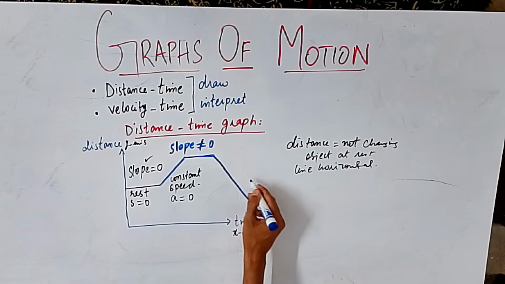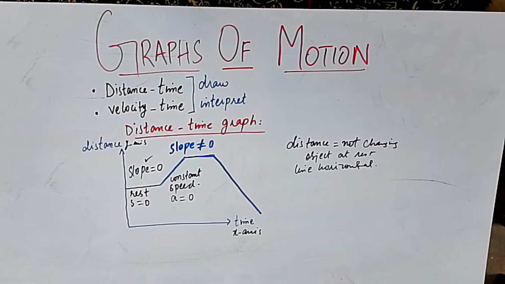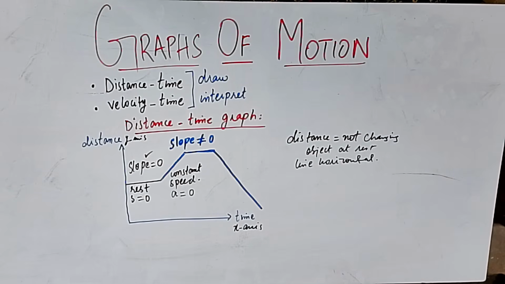This is also constant speed. But now, what happened when the line is going down? So this is also indicating that the speed is constant, right? Speed is constant over here.